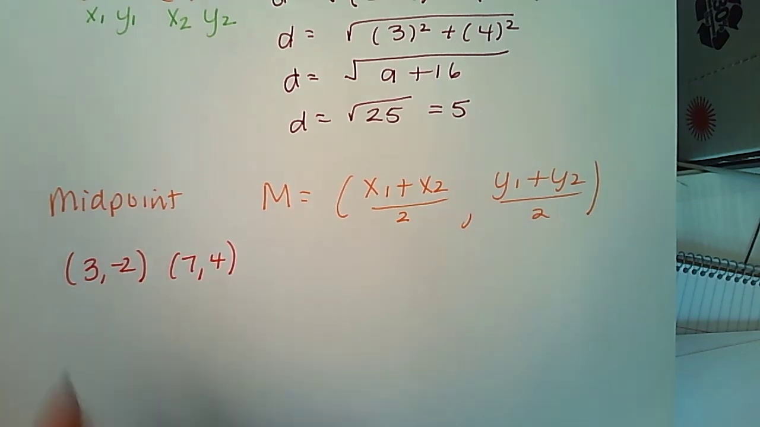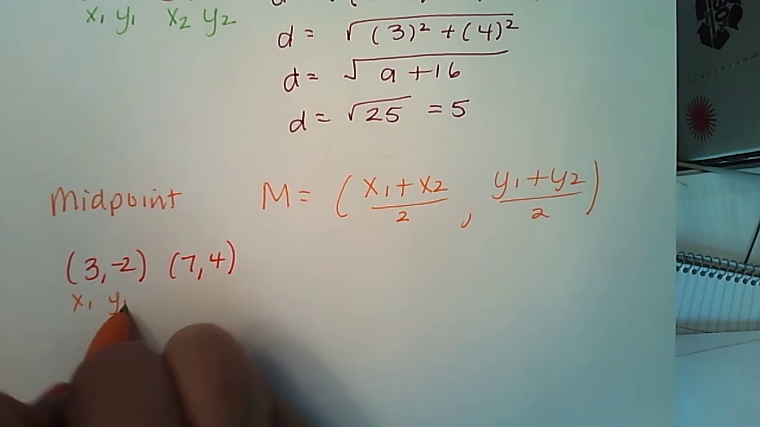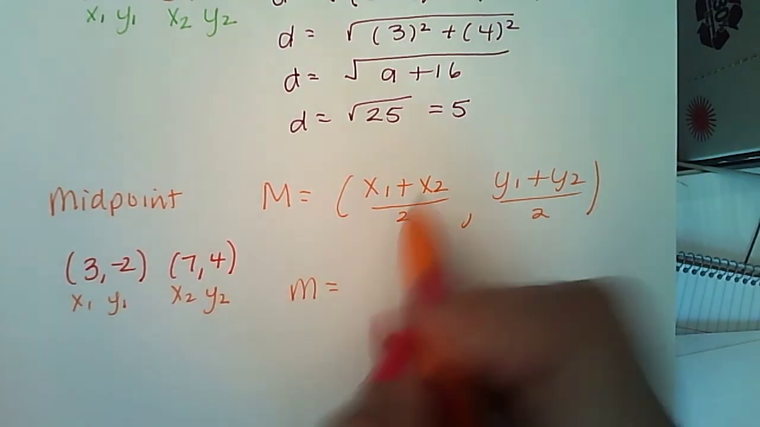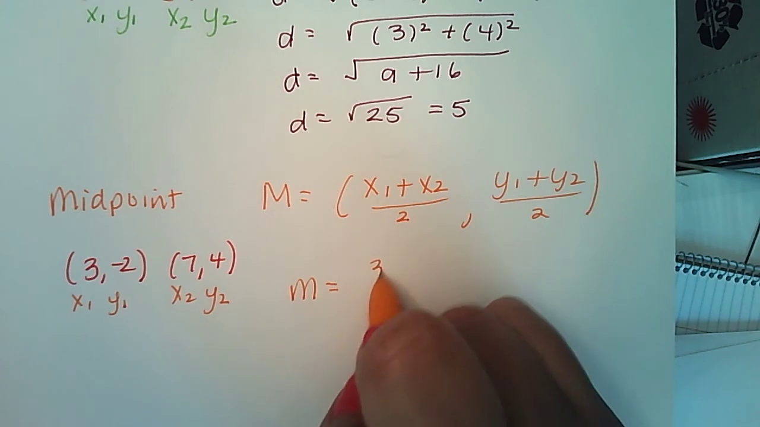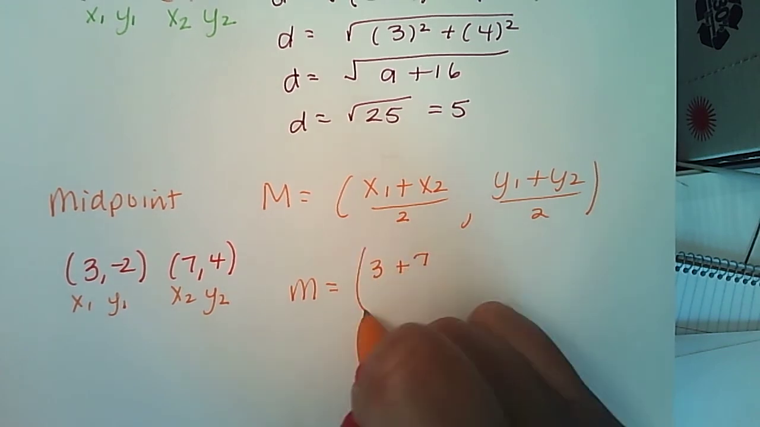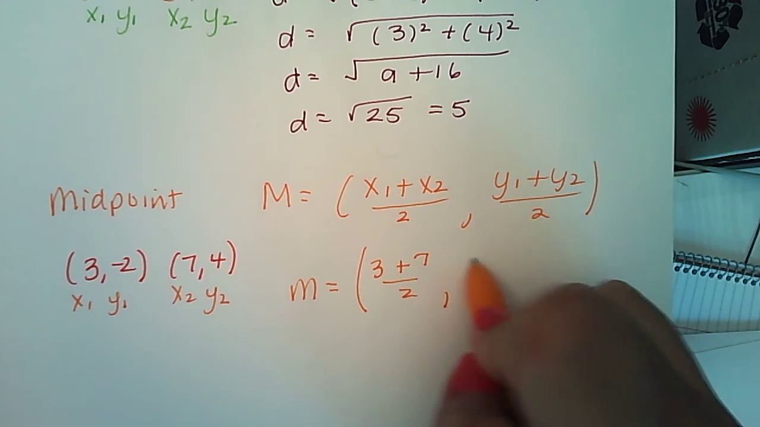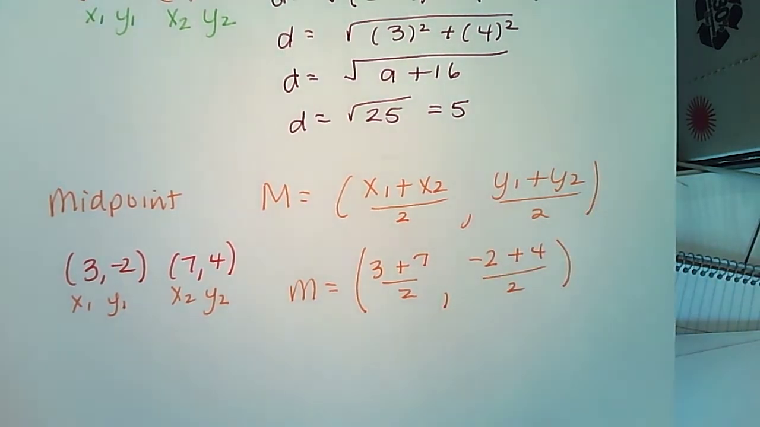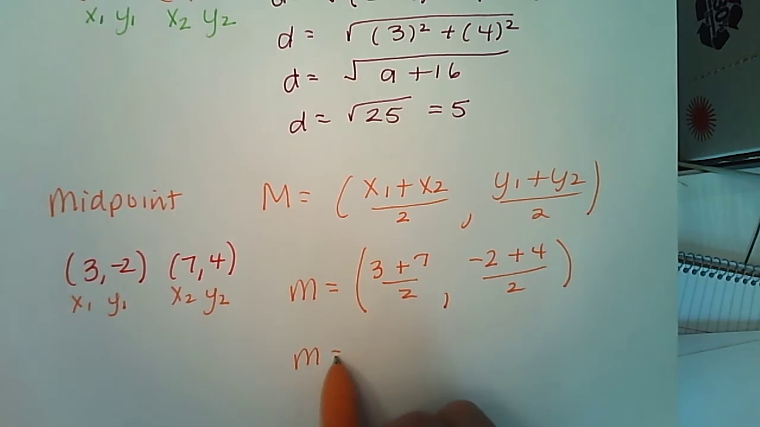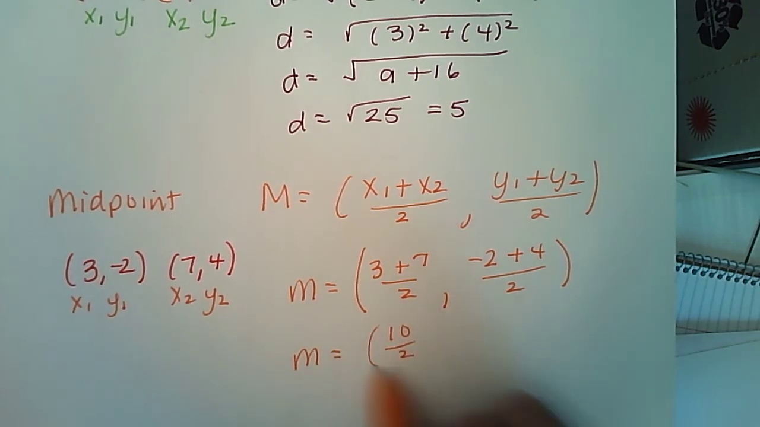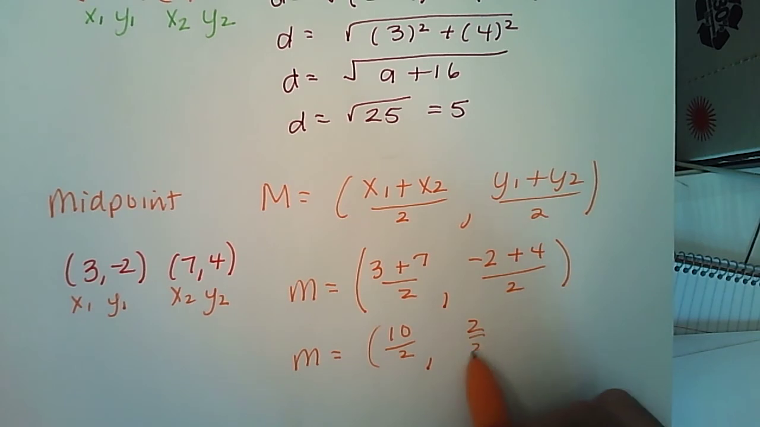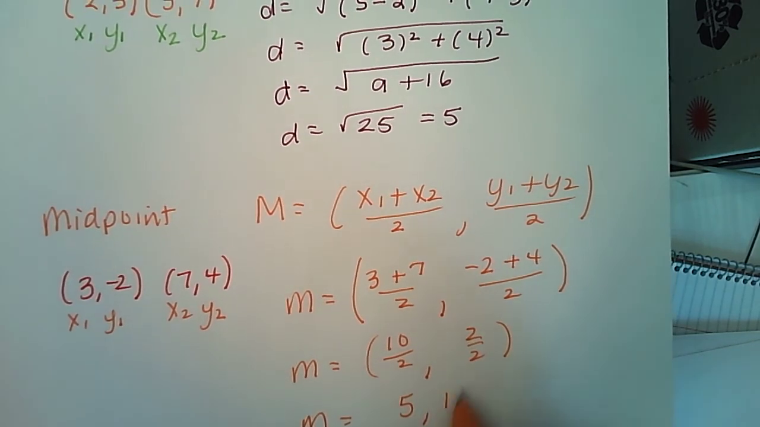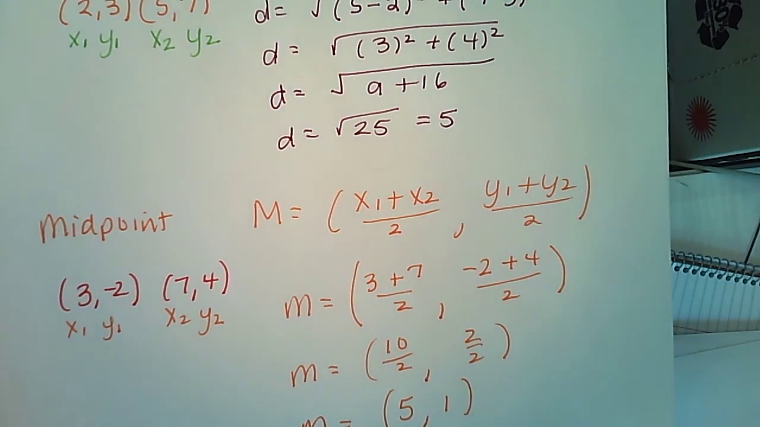So again, x1, y1, x2, y2. So my midpoint equals 3 plus 7 divided by 2, -2 plus 4 divided by 2. I just plug it in. Now I'm going to do my math. So I have 10 halves, I have 2 halves. Not simplified, so now I'm going to simplify it to be (5, 1). Midpoint is an ordered pair.